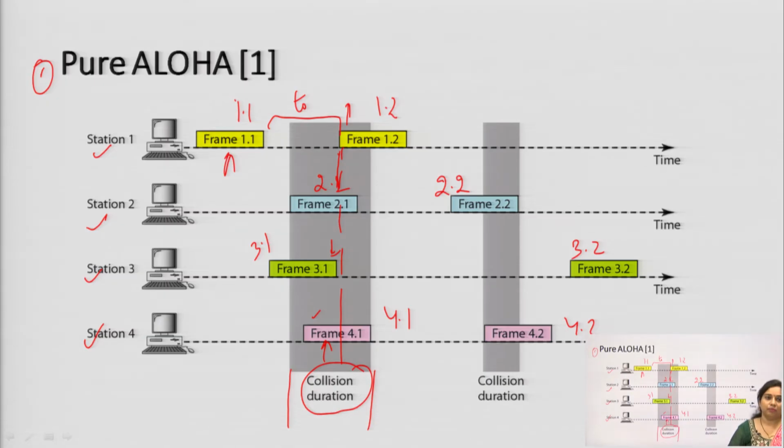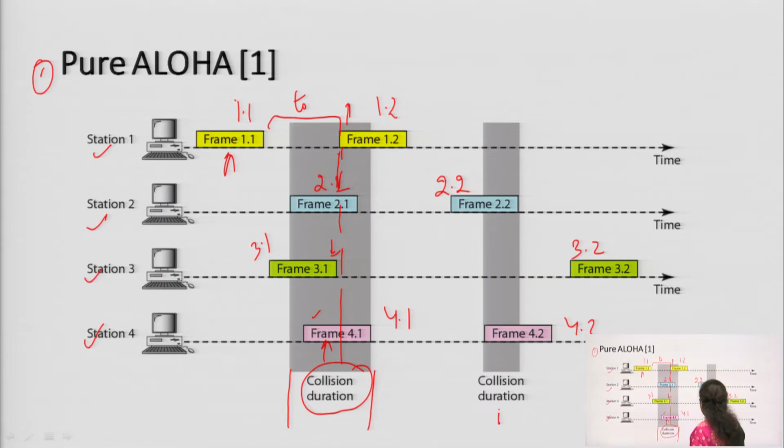Now, what does collision mean? Collision means that there is a loss of information. When the overlapping is done, because the frames are transmitted over a common channel, there is no sequence. So collision will take place and information will be lost.